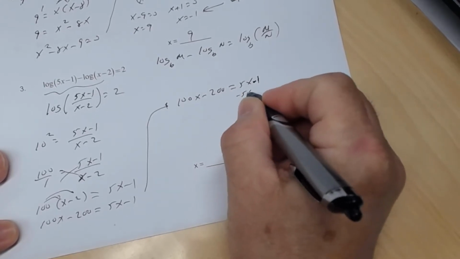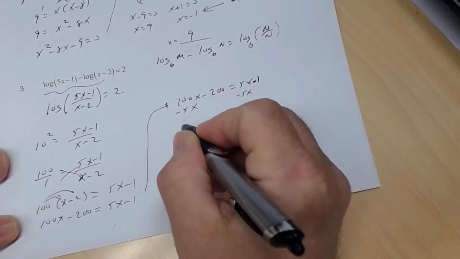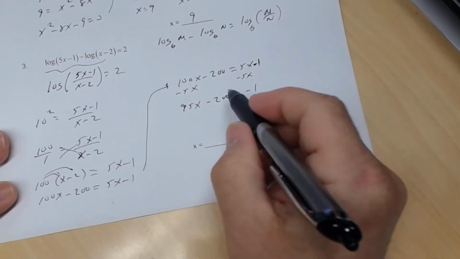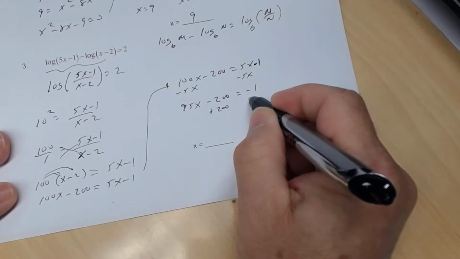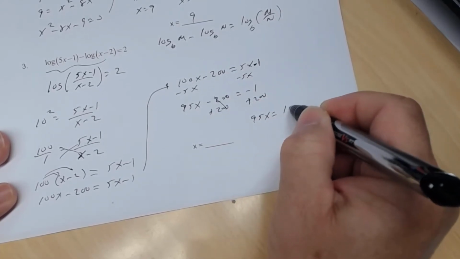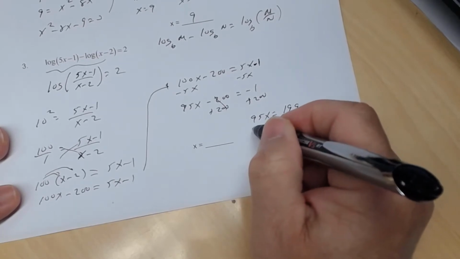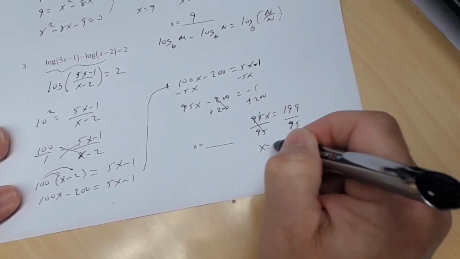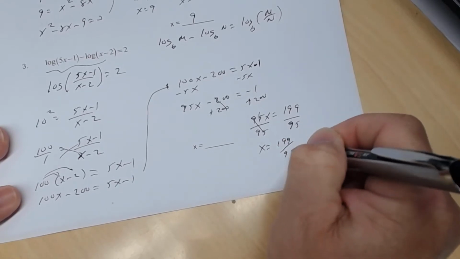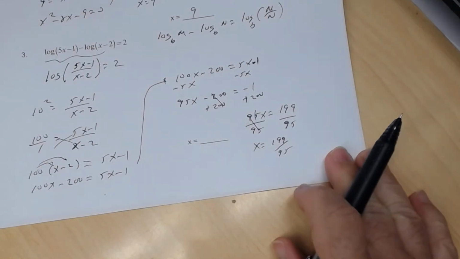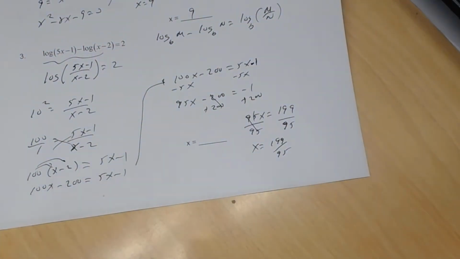So then we subtract 5x from both sides. This is linear. So I get 95x minus 200 equals negative 1. Then you can add 200 to both sides. Combine like terms, I get 95x equals 199. And divide both sides by 95. I get x is 199 divided by 95. All right, so you've got to check your proposed solution.